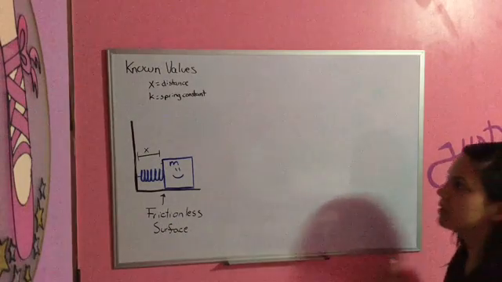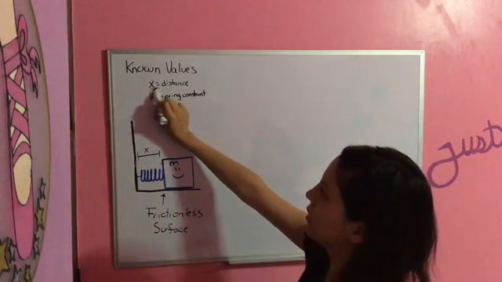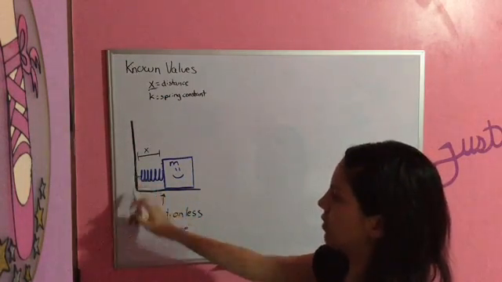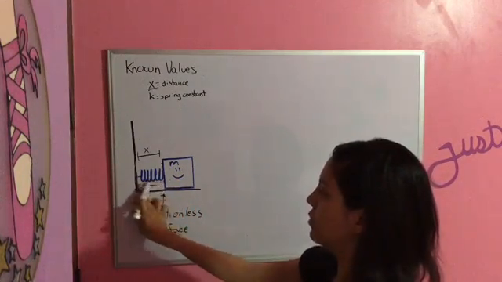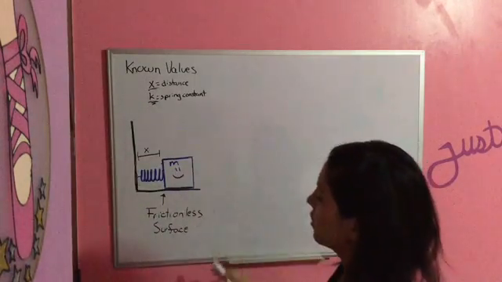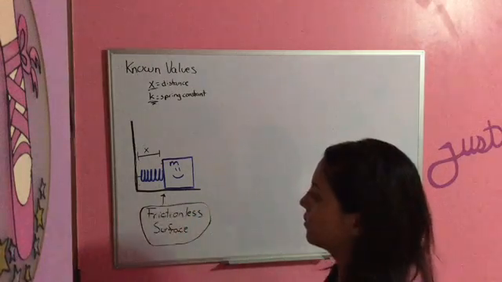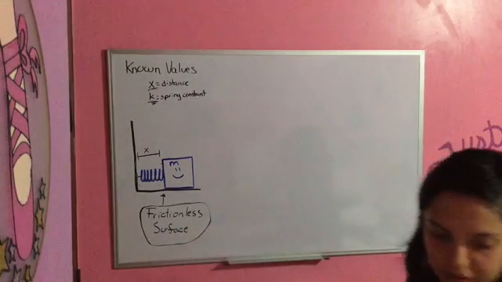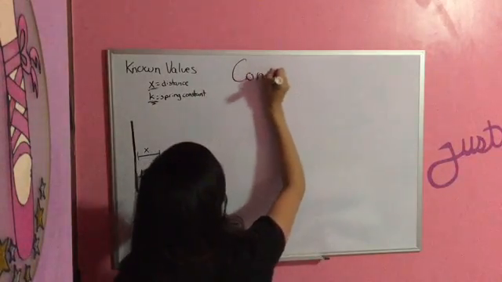So for the first part, we know these values: the x, which is the distance between this wall and the mass, with a spring between them, and also the spring constant. And also we know that the surface is frictionless. So as I already said, this can be solved by the conservation of energy.